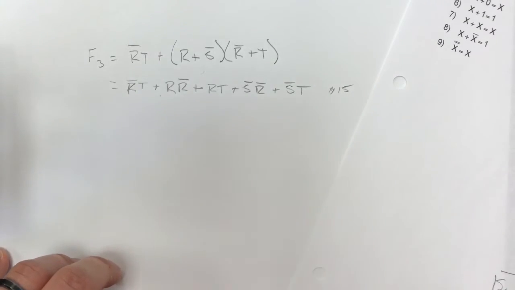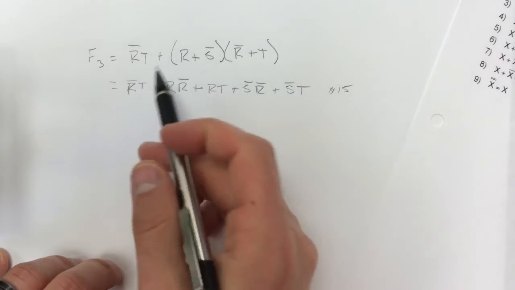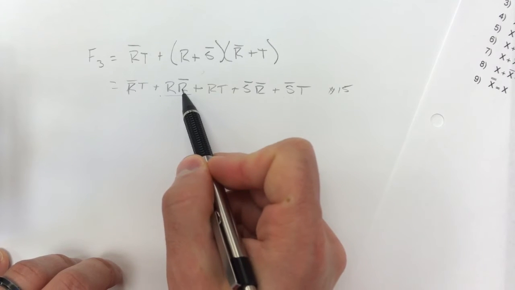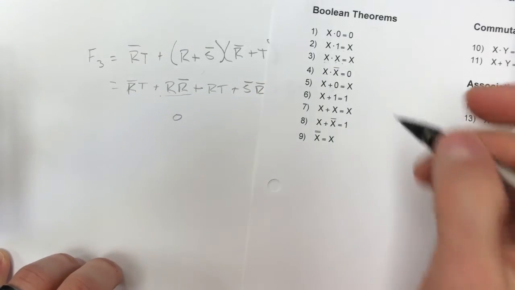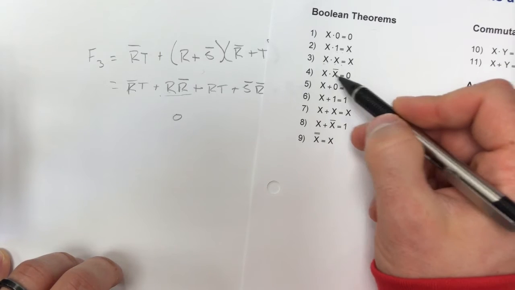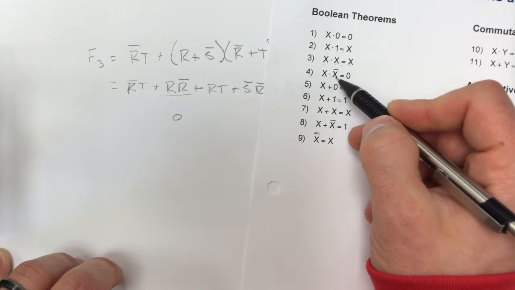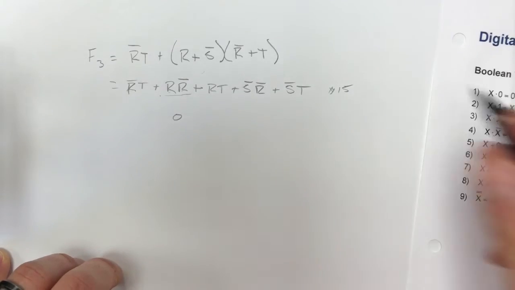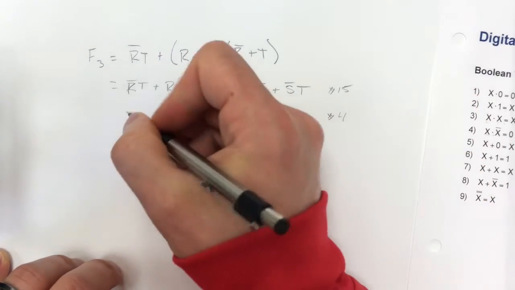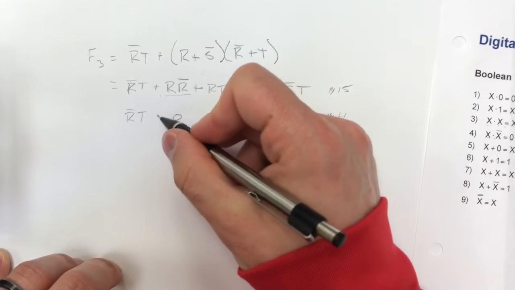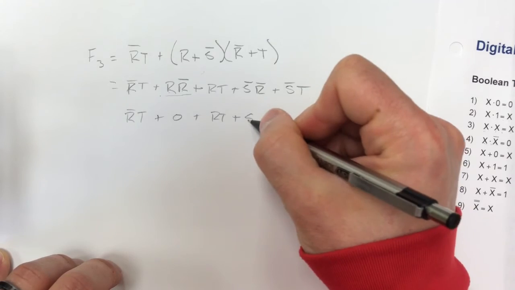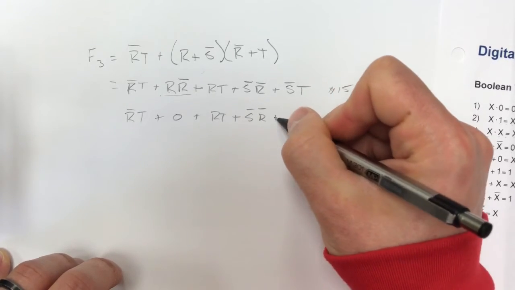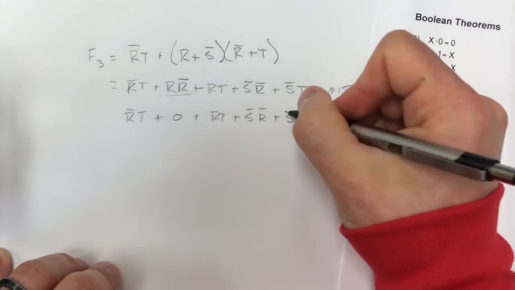We have right here, this is a red flag. We have R and R naught. What's R and R naught? They kind of cancel each other out. R and R naught would be 0, because of theorem number 4: X and X naught equals 0. So we use theorem number 4 here. All right, R naught T plus 0, or RT, or S naught R naught, or S naught T.